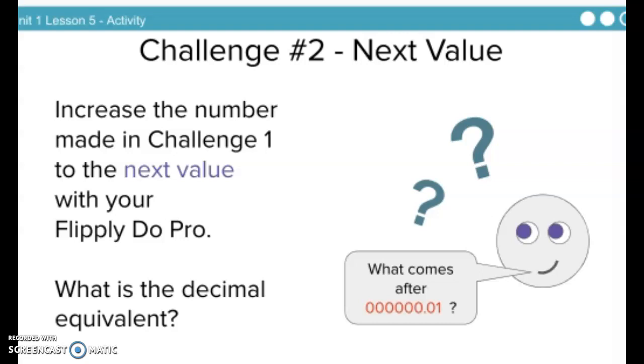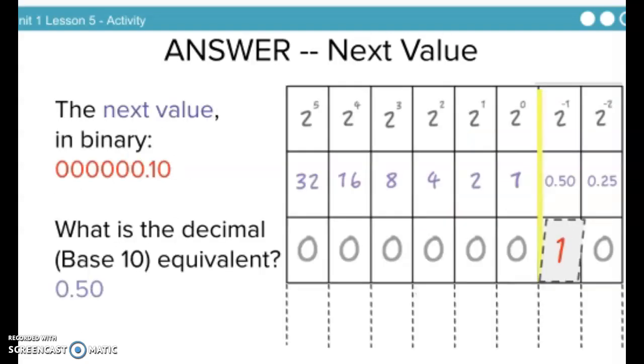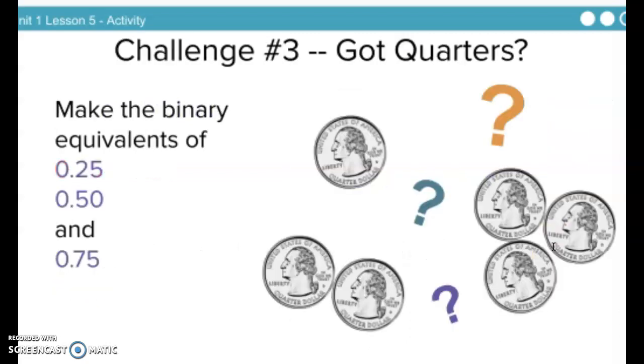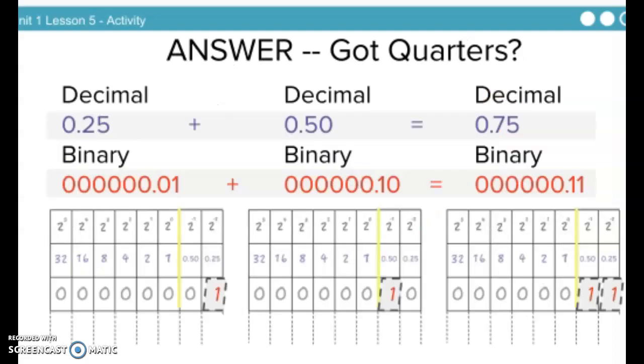Okay, challenge 2 is increase the number made in challenge 1 to the next possible value. So the next possible value is you make this a 0, you put a 1 here, and then what do we get? 0.5. Challenge 3, make the values of 0.25 and 0.50 and 0.75, one after the other. How do you do that? So 0.25 looks like this, 0.5 looks like this, and then that equals a total of 0.75.